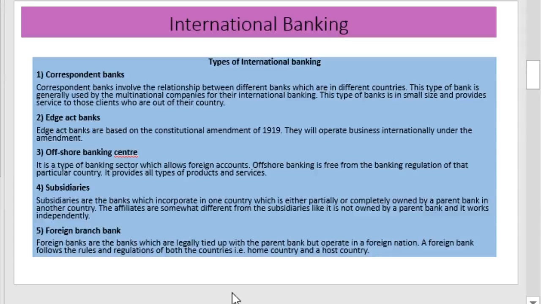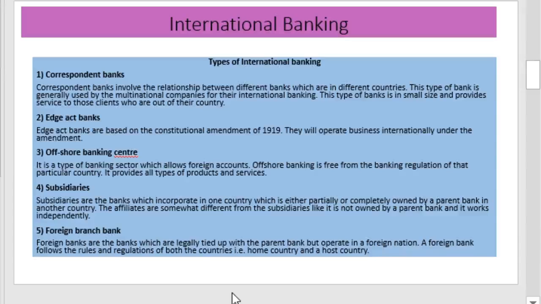Subsidiaries are banks incorporated in one country, which are either partially or completely owned by a parent bank in another country. The affiliates are somewhat different from the subsidiaries, in that an affiliate is not owned by a parent bank and works independently. That is, they work independently, but they function as a subsidiary of a parent bank.